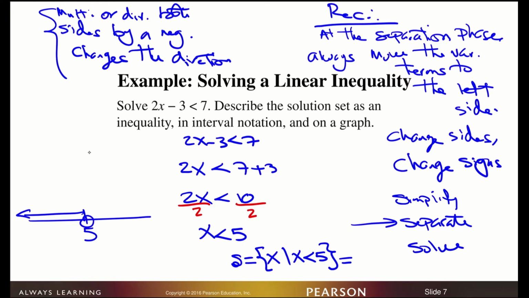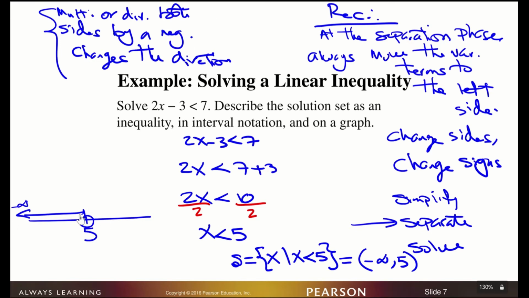So where does this set begin? Notice it has no beginning, so we're going to use -infinity, comma, where does it end? 5. Is 5 included? No. Therefore, we put parentheses after it. That's it. So we just solved this inequality, and you just need to know how to present your solution properly using intervals, and also need to know how to graph your solution sets.